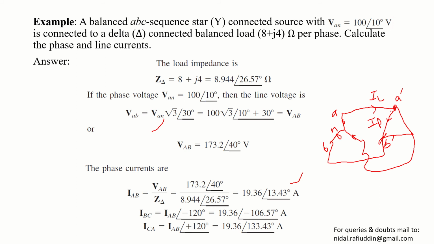Look, the voltage that exists across A dash B dash, or the load connected across A dash B dash, is the voltage between terminals A and B.